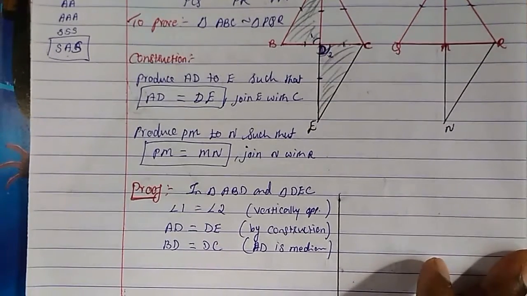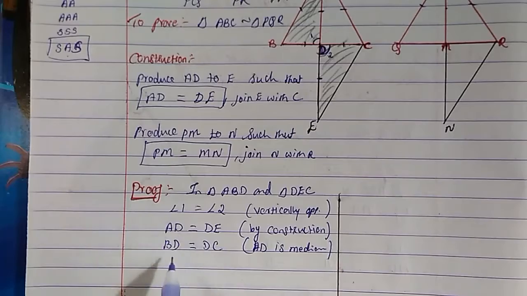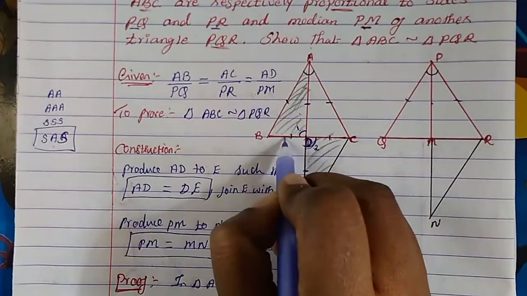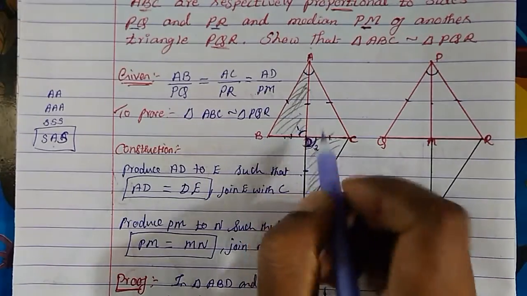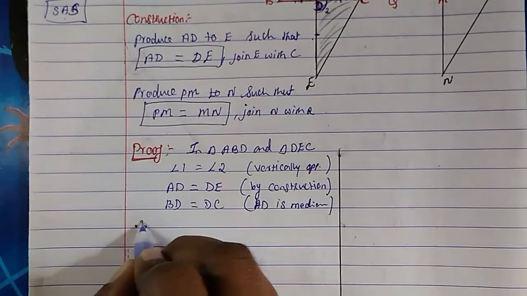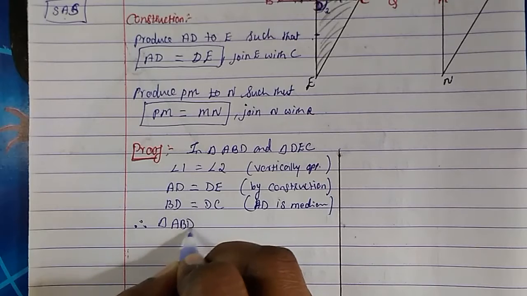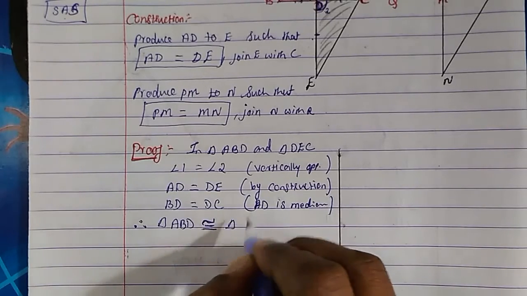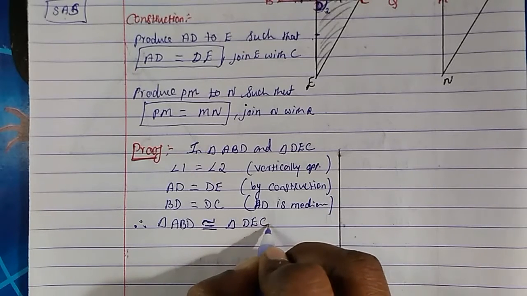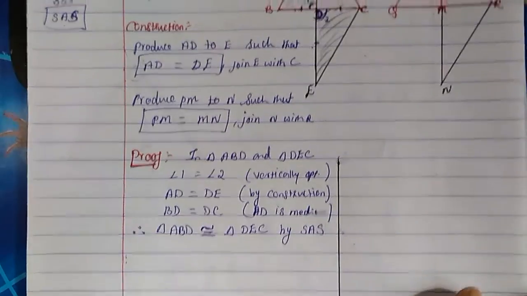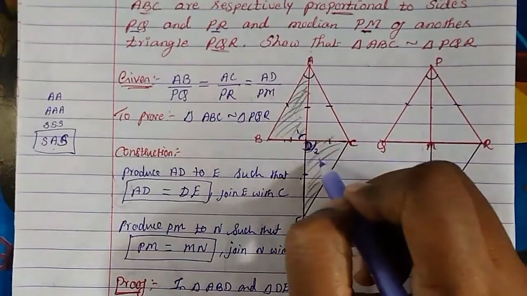So now what are the things we have? We have two sides, we have angle. You see these two sides we have, between these two sides we have the angle. That means side, angle, side, both become congruent. Okay, so therefore triangle ABD is congruent to triangle DEC by side, angle, side. So we have proved that these two triangles are congruent.